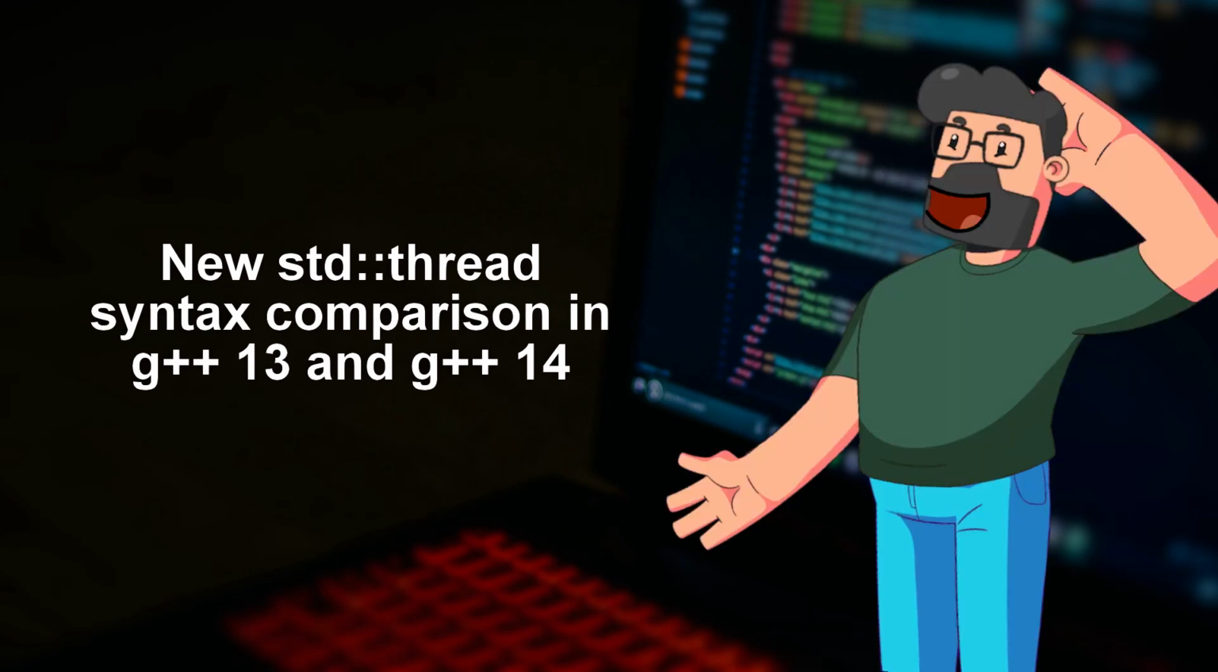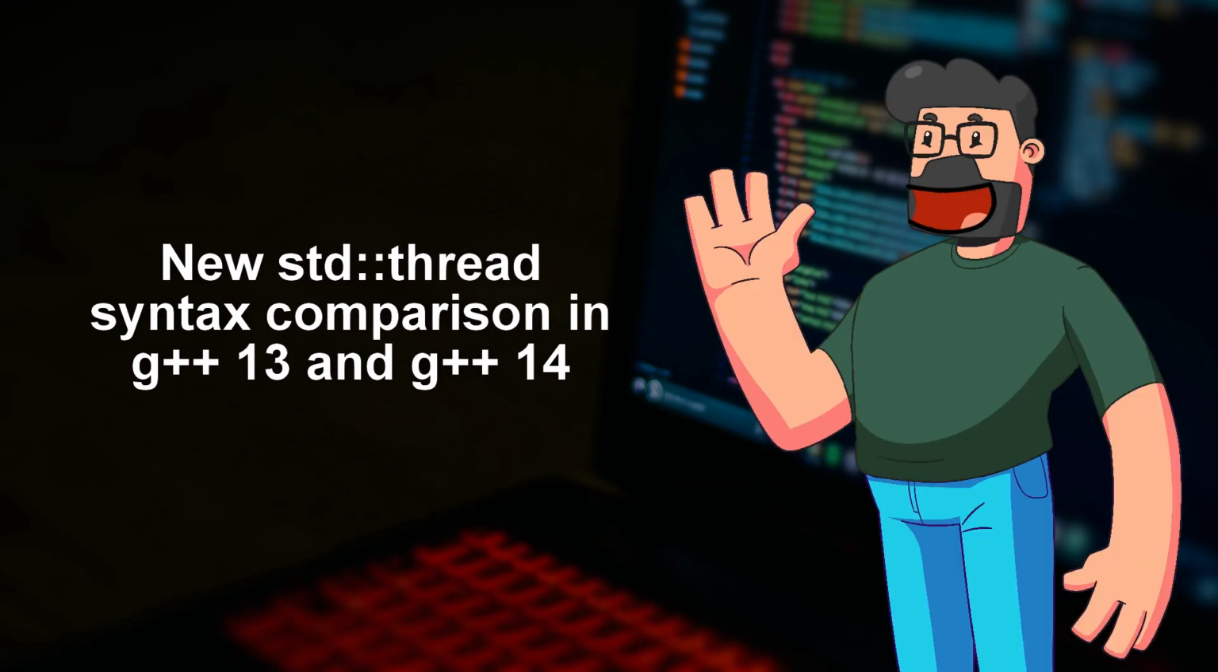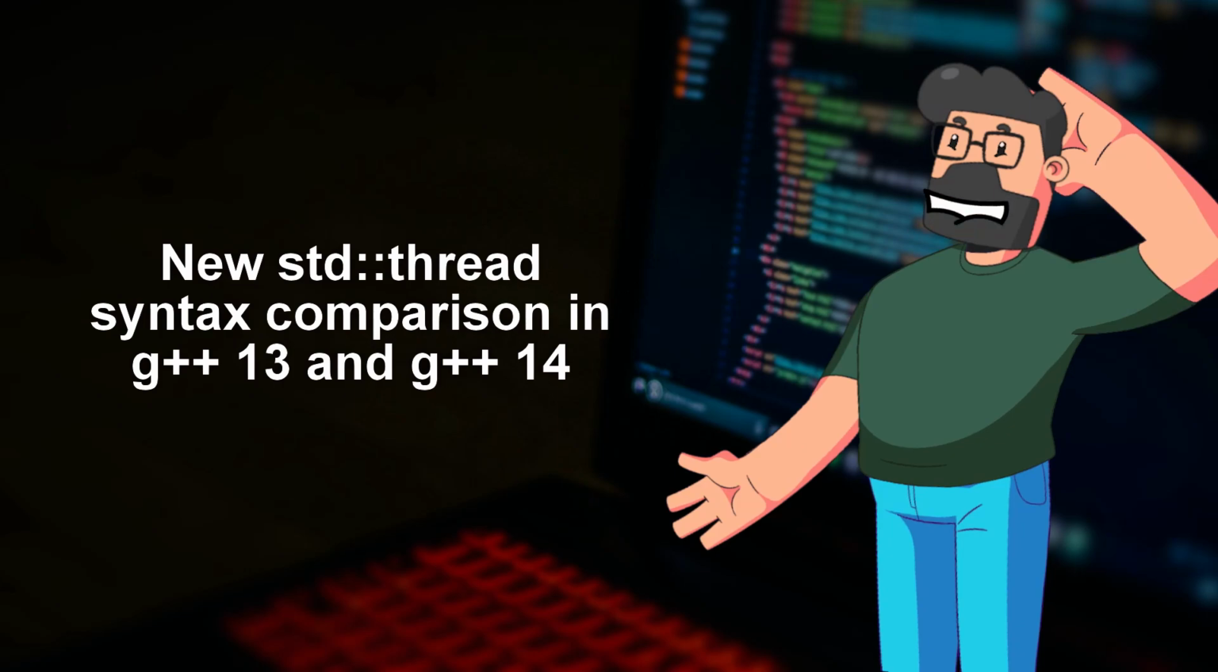The scenario involved a code snippet that works fine in G++ 14, but throws an "invalid use of non-static member function" error in G++ 13. Quite the head scratcher, right? Let's dig into this problem a bit further.